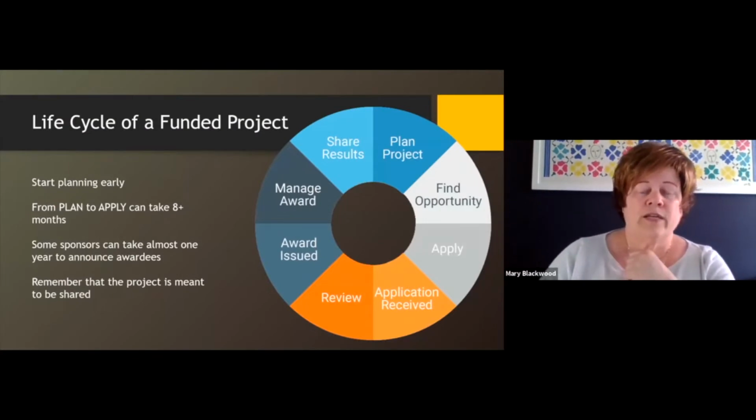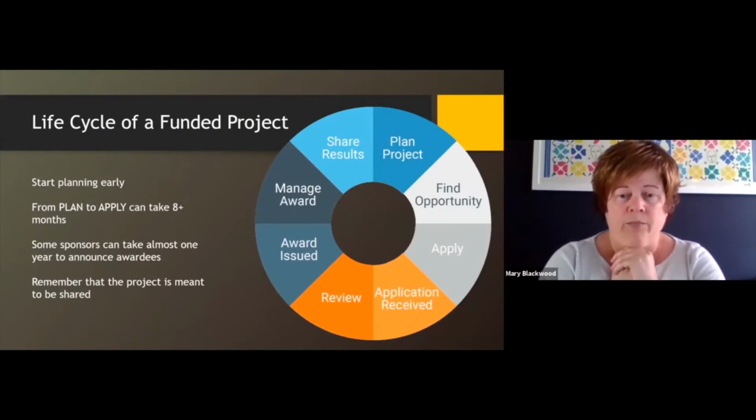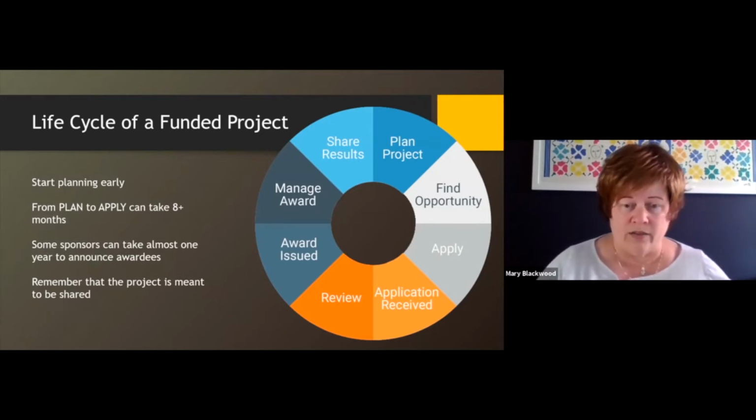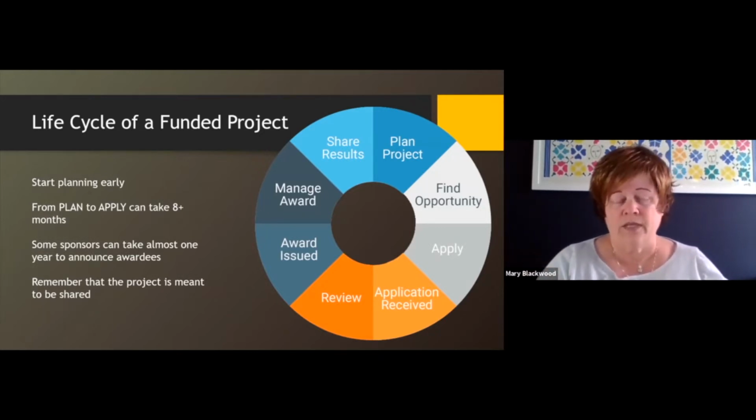So a funded project is something where you're going to apply to a grant opportunity. If you start in the upper right, the plan project item, it can easily take 8 months between when you start to plan a project and when you actually apply for funding. In the meantime, you have to come up with your idea, maybe do some preliminary research, gather together your colleagues who might help, or collaborators. You have to find an appropriate opportunity. And when you finally put that application together and it gets received by the sponsor, it can be many months again before you learn whether or not you got funded.